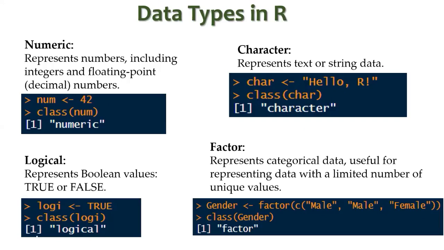And then we come to the logical data type. Logical represents Boolean values, and Boolean values are just true or false.